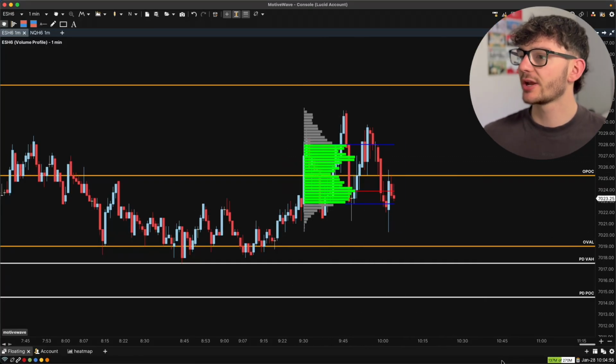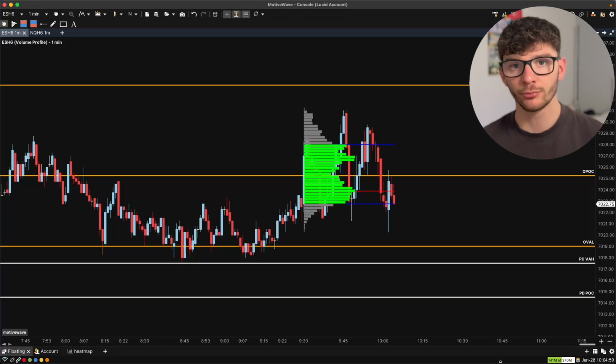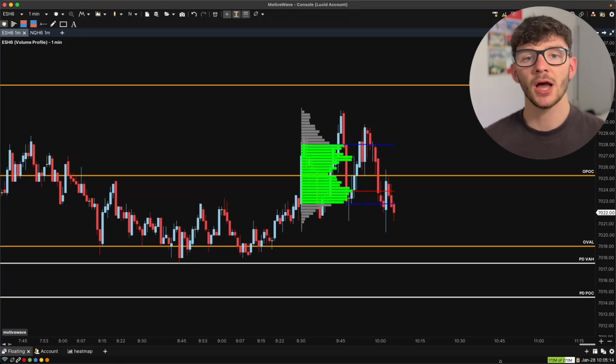But yeah, I thought since I'm not trading today, I would at least show you guys how I set up my volume profiles, so you can see how a volume profile is used, and maybe you can then even go and use it yourself.